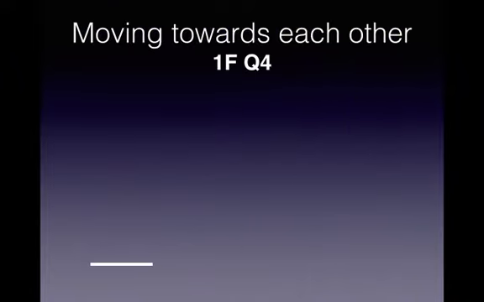Alright, so the question we're looking at is 1F question 4, reads, a stone is thrown vertically up with a velocity of 25 meters per second. 3 seconds later, a second stone is thrown up with a velocity of 20 meters per second, and then the stones collide. We're looking for what height do they collide.